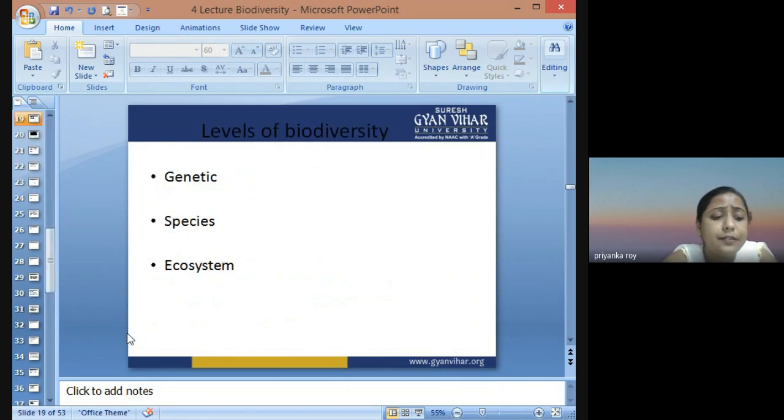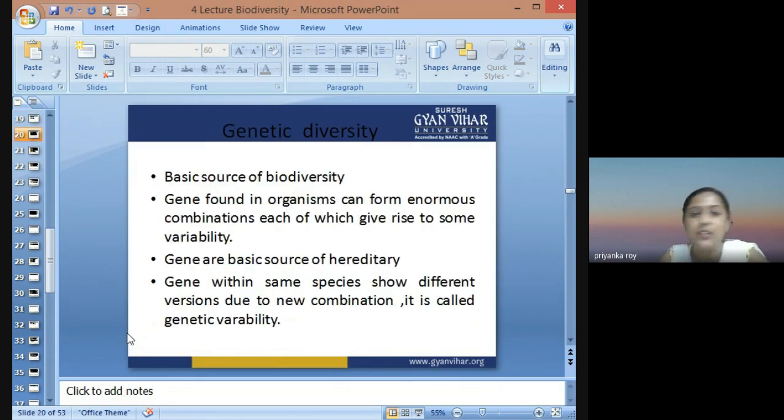The levels of biodiversity are genetic variations, genetic diversity, species diversity, and variations in ecosystems. Genetic diversity is the basic source of diversity. The genes found in the organisms can be numerous combinations, each of which gives rise to some variabilities. Human beings are the most diverse species. You will come across different skin color, tone, eye, hair, height, eating habits, teeth, everything.